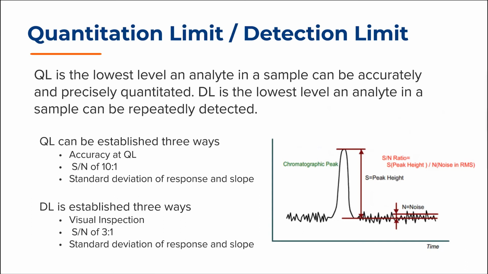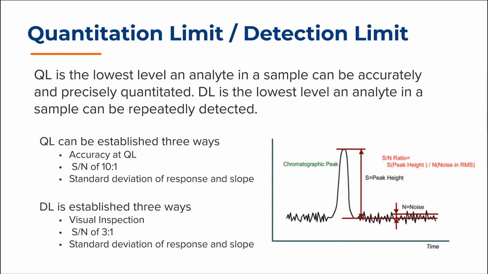Now we need to define the lowest levels at which an analyte can be quantitated and detected. This is known as quantitation limit and detection limit, or sometimes referred to as QL and DL. The QL is the lowest level at which an analyte in a sample can accurately be measured. As per the ICH guideline, there are 3 ways to determine QL. First, the lowest concentration where the signal to noise is greater than 10:1. Second, examining the error of the linear regression to mathematically determine a QL. And third, determining the lowest concentration at which accuracy can be established through spike recovery experiments.